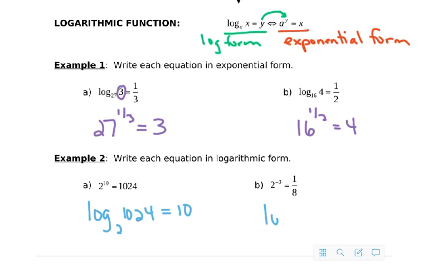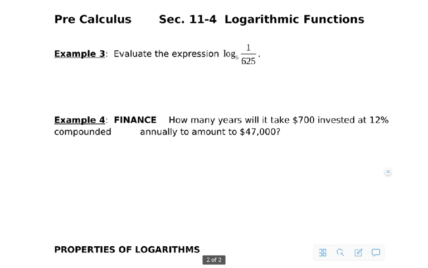In part B, the log base 2 of 1/8 will equal negative 3. The reason that we learn to convert between log and exponential form is because the next step will be to take these to application problems where in order to solve them algebraically, it might behoove us to change from log form to exponential form or from exponential form to log form.